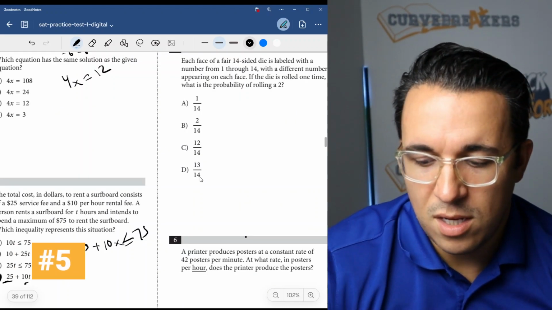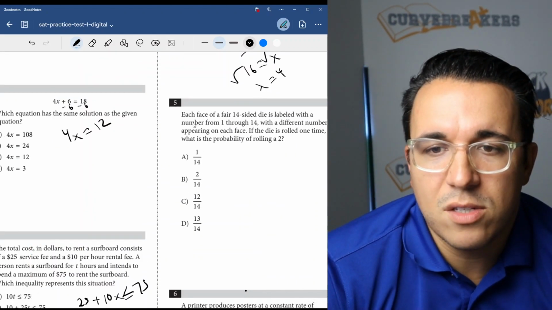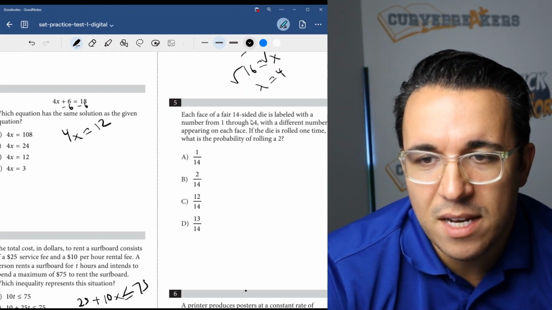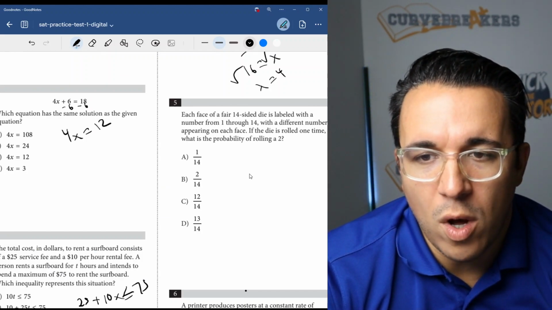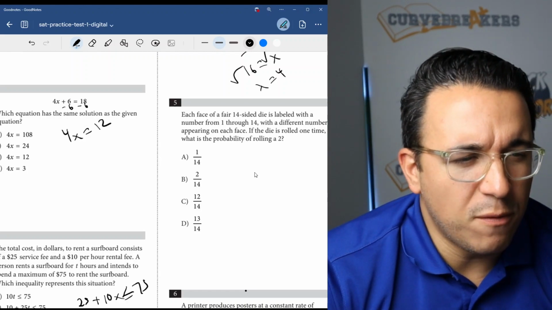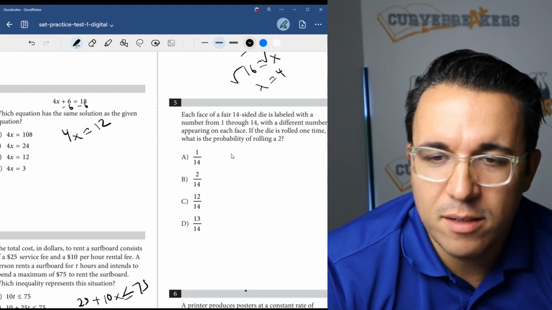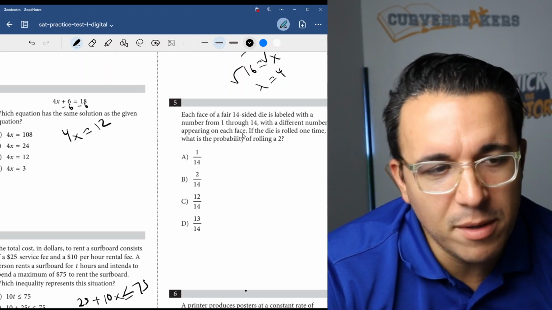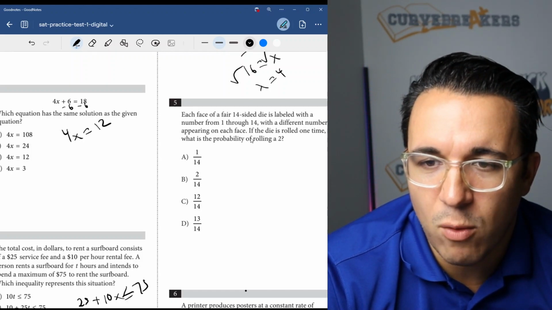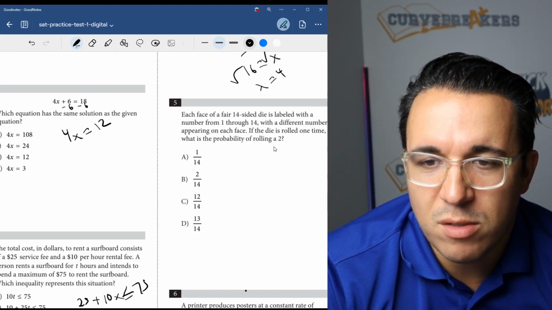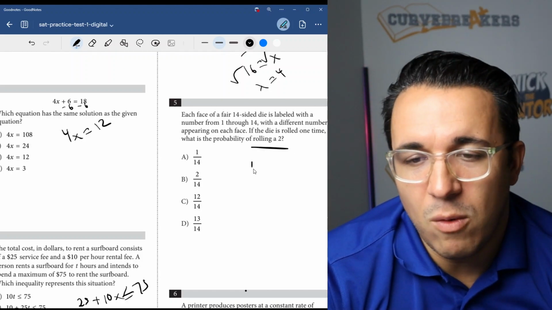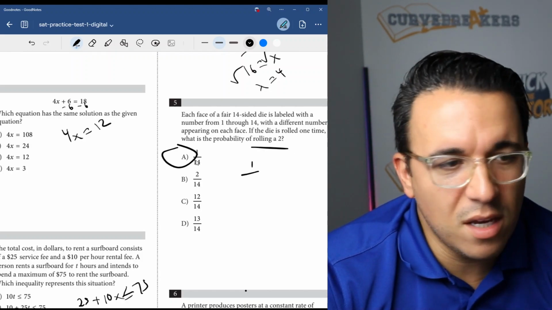All right, let's see. Each face of a fair 14-sided die is labeled with a number 1 through 14. What do you use a 14-sided die for? Is that like Dungeons and Dragons or something? Comment down below. Let me know what you use a 14-sided die for. But if the die is rolled one time, what's the probability of rolling a 2? It's going to be a 1 out of 14 chance there, so I'm going to go with A.